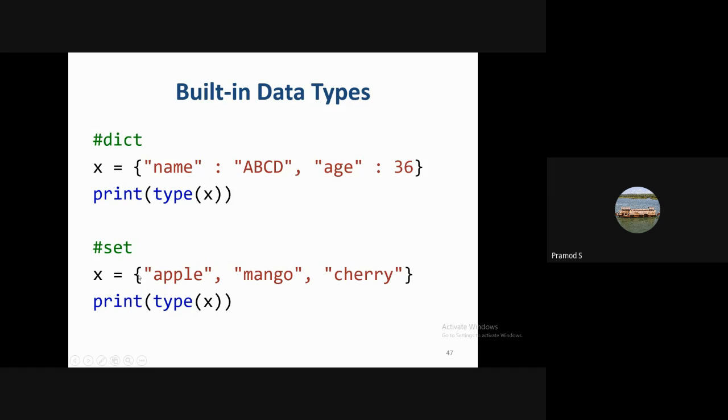So why are we using these things? What are the differences between the list, tuple, dictionary, set, and all? We'll come to know when we start with these things. One thing about the dictionary is that it has a key value pair.